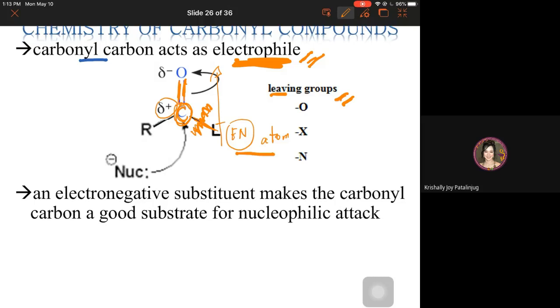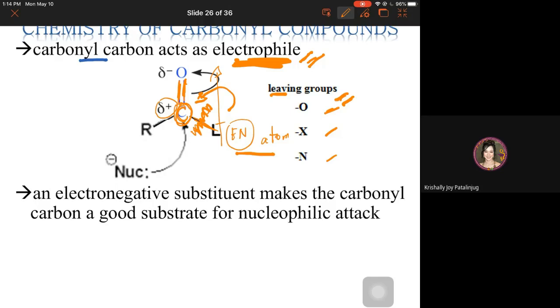So meaning to say, these leaving groups, electronegative atoms like oxygen, halogen, that is X, and nitrogen, are stable on their own. It is because of their electronegativity. They are electronegative species, therefore they can stabilize a negative charge on their own. Thus, they prefer to hold on to their electrons rather than donate them to the electron poor carbonyl carbon.